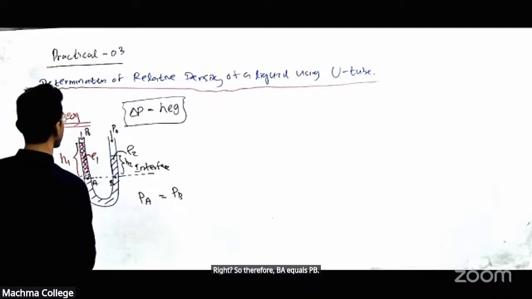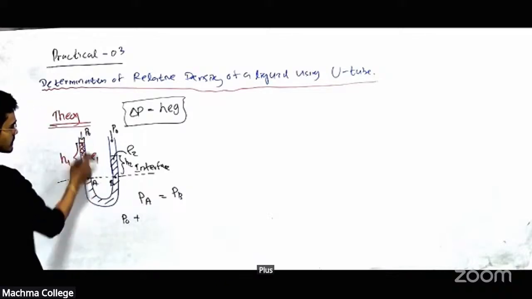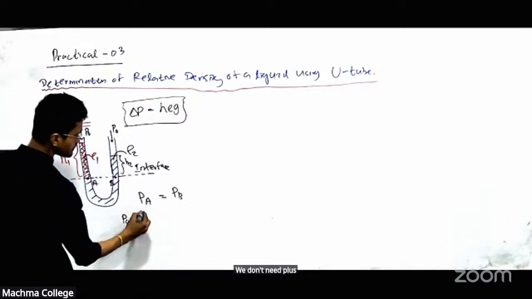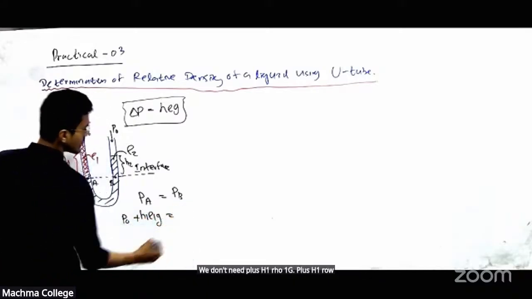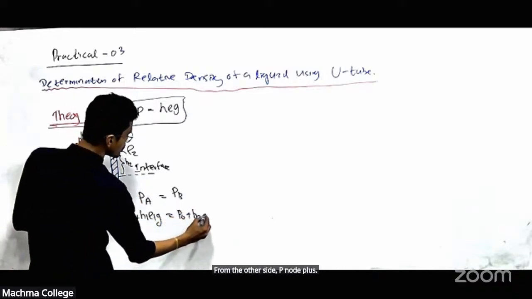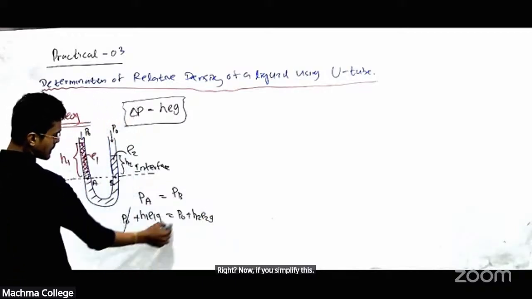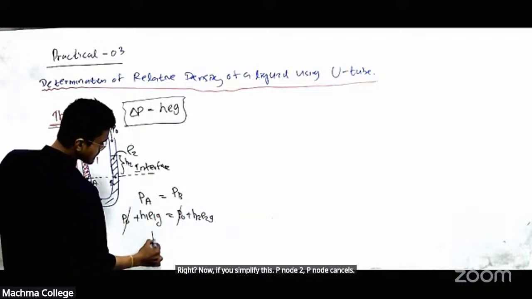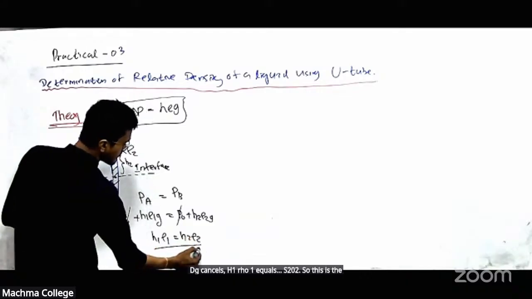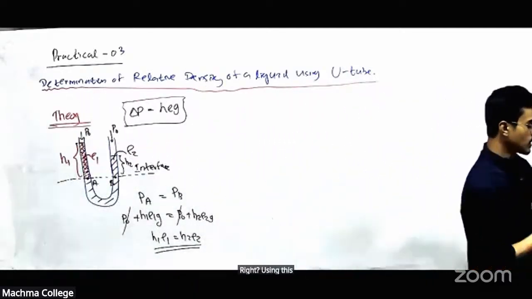Pressure at A can be written as, starting from here, atmospheric pressure, plus, moving down, plus H1 rho 1 g, equals PB from the other side, P naught plus H2 rho 2 g. Now if you simplify this, P naught cancels, g cancels, H1 rho 1 equals H2 rho 2. So this is the theory which is relevant to this experiment. Using this theory, we are going to do this experiment.